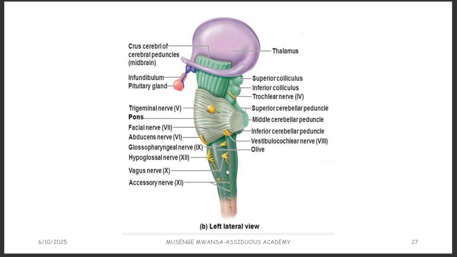You can see number 11, they come out as a lot of fibers like that, and then they'll form one. Because cranial nerve number 11, the accessory, has the spinal accessory and the cranial accessory. There's a part that comes from the brain, and then the part that will be coming from the spinal cord. That's why we hear of the spinal accessory nerve, and also the cranial.